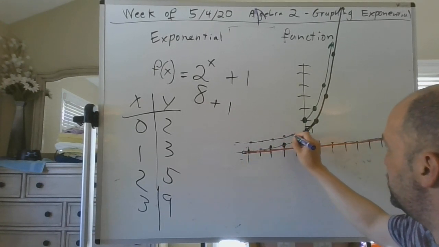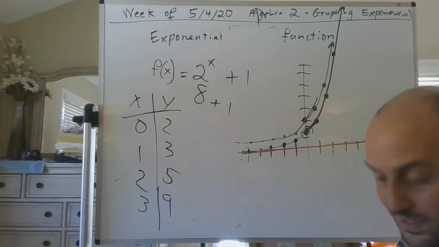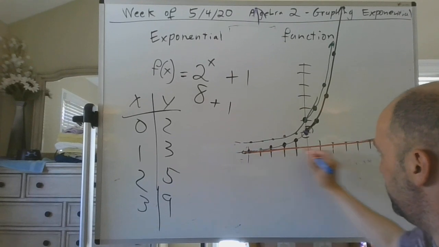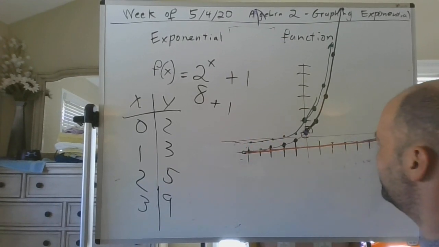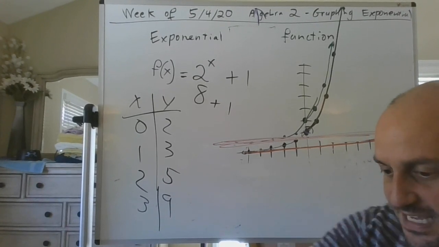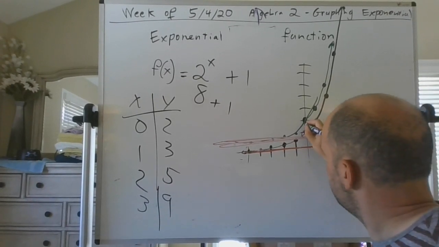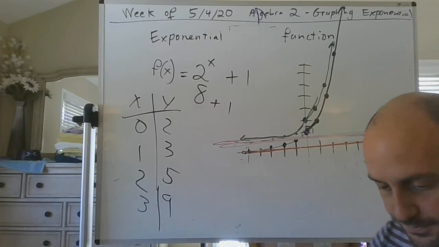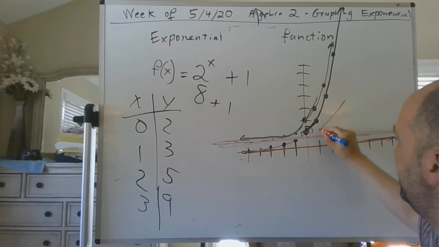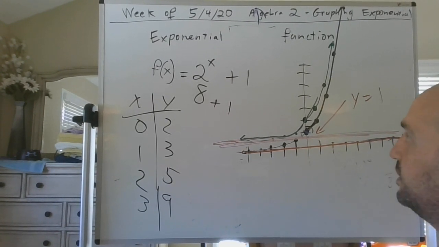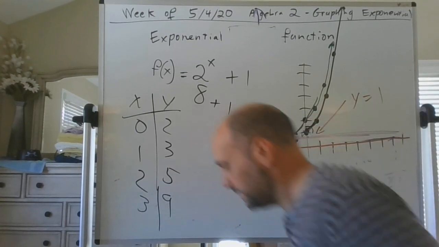But since everything gets shifted up 1, what else gets shifted up 1? Our asymptote. So the asymptote's no longer on 0 anymore. Our asymptote is at 1. So that means this curve comes here. Where is it at 1? That is going to be y equals 1 is our asymptote.